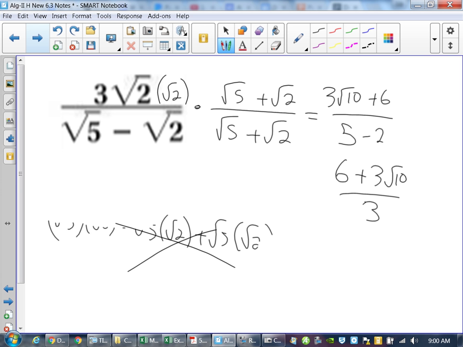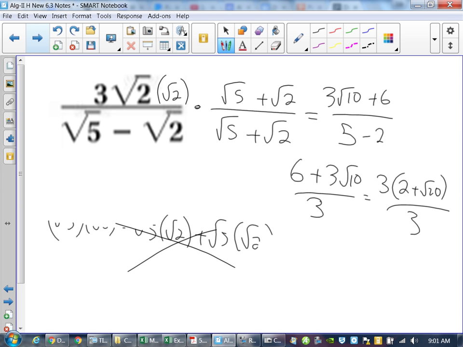Close. What's the GCF of the numerator? 3. Plus root 10. So if I take out a 3, I get 2 plus root 10. You divide that by the 3 on the bottom. That's how you drop it out. And you have to simplify it over both parts.